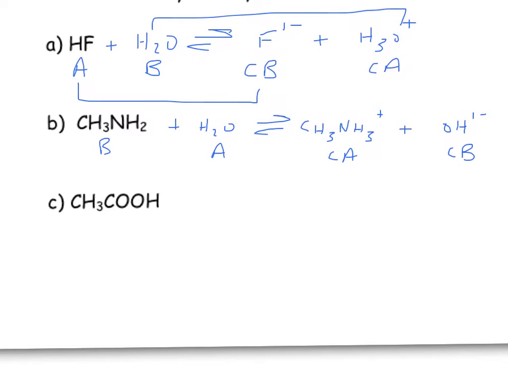C. CH3COOH, ethanoic acid. That's a weak acid because it's a carboxylic acid. Therefore, I have to use Bronsted-Lowry theory, react it with water, and make an equilibrium.